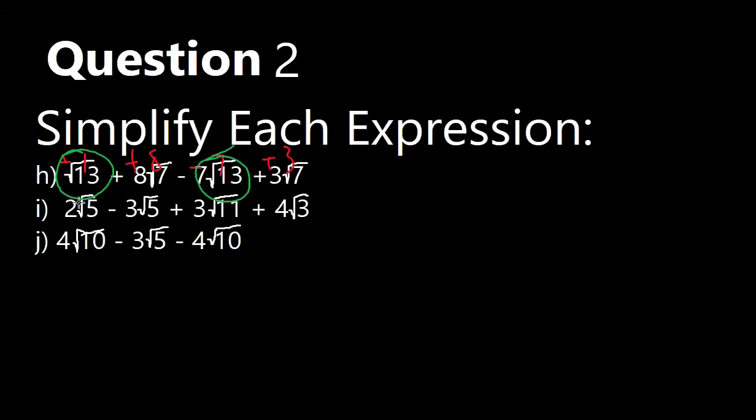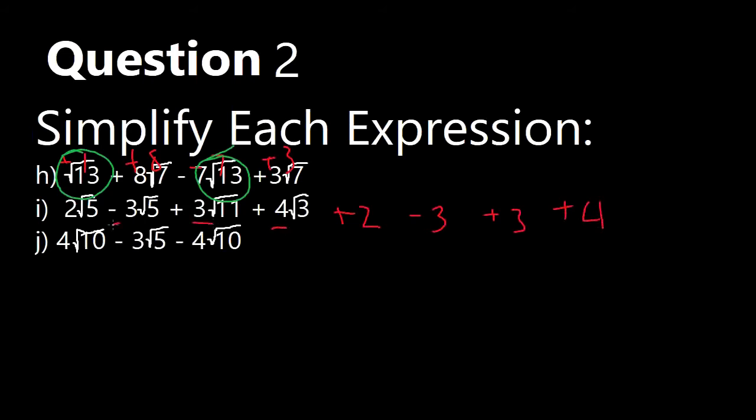So question I now, let's go through the same sort of thing. So the first thing we're going to do is write down each of our coefficients. So in this case, I can see that we have a plus 2, we have a minus 3, we have a plus 3, and we have a plus 4. So that's what all of these are out in front.